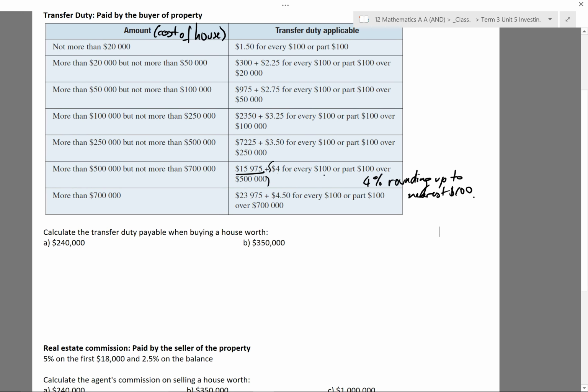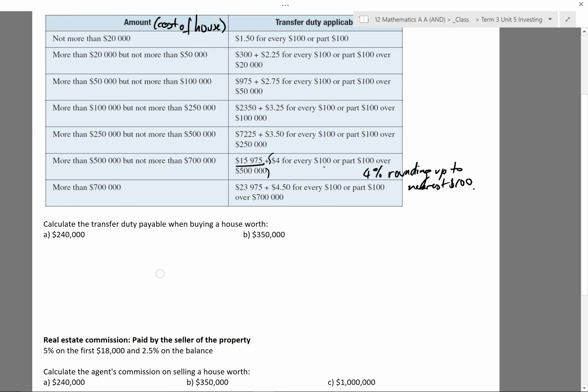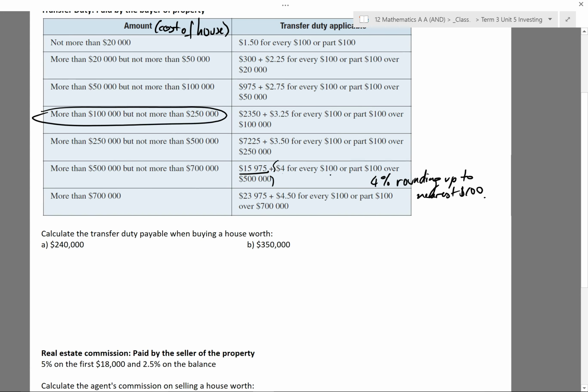Okay, so looking at some examples here. Calculate transfer duty paid when buying a house worth $240,000. So I'll see that $240,000 is in that row of the table. It's going to be 2350 plus 3.25% of every dollar over 100,000. So the first thing I'll do is find the amount above 100,000, just by finding the difference between the cost of the house and 100,000. And then I can calculate the transfer duty using that formula on the right hand side.